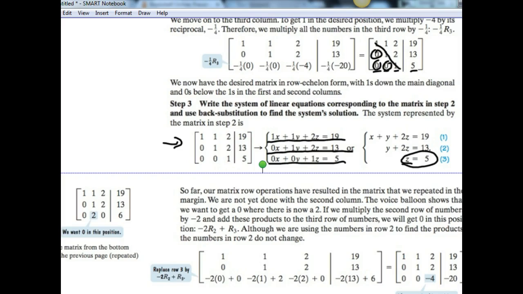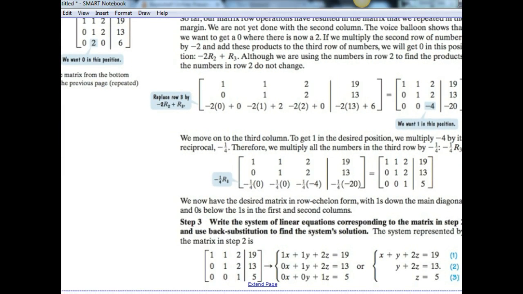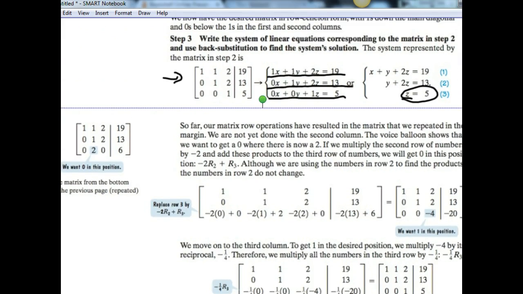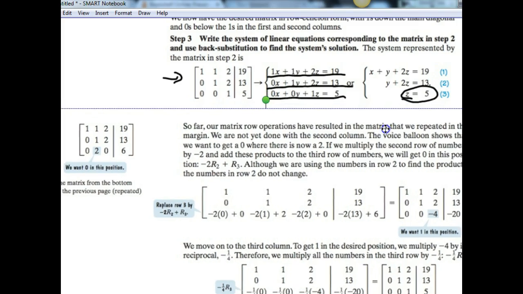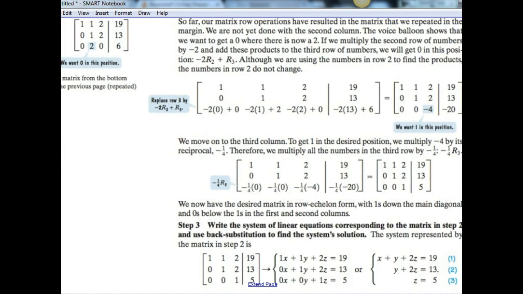Now, I've recopied a little bit, so let's ignore that part right there. Excuse me for this. Now, let me extend this page.